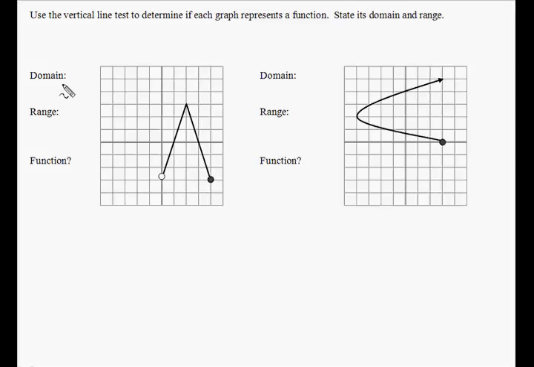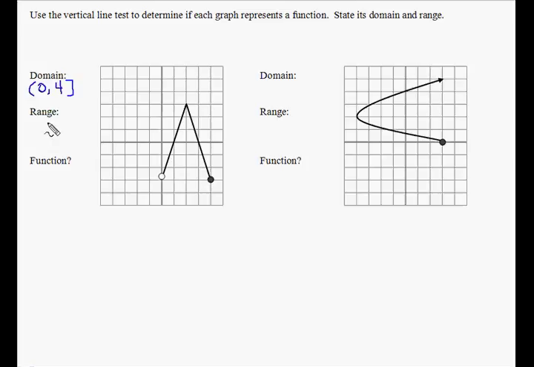Our domain would be our x values, how far left and how far right the graph goes. It starts here at 0 as an x value, and we're going to use a parenthesis for that because it's not included. And how far right it goes is to positive 4. And we use a bracket for that because it is a solid circle, meaning it's included.